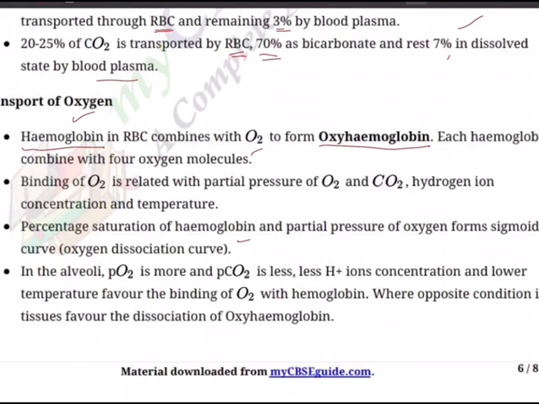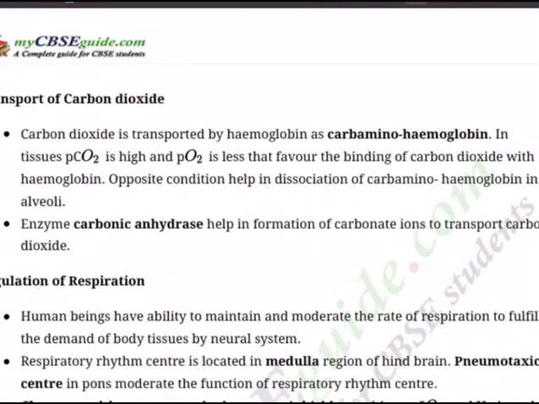In the alveoli, partial pressure of oxygen is more and partial pressure of carbon dioxide is less. Less H plus ion concentration and lower temperature favor binding of oxygen with hemoglobin. Now you must remember these conditions. That is, less H plus ion concentration, lower temperature, and of course partial pressure of oxygen should be more than partial pressure of carbon dioxide. Then only oxygen will bind with hemoglobin, and oxyhemoglobin will be formed. The opposite conditions in tissues favor the dissociation of oxyhemoglobin. So this is how the transport of oxygen takes place, and we will talk about transport of carbon dioxide.